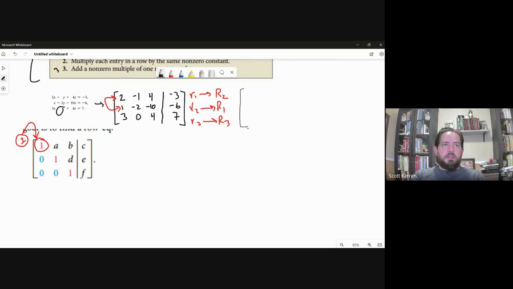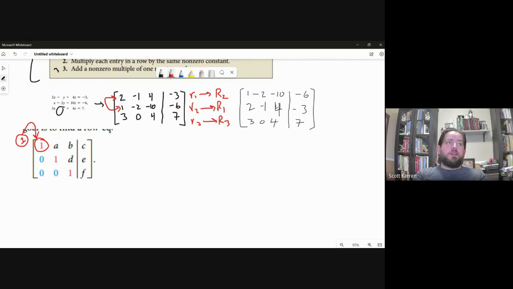Writing these is more like notes for yourself or notes for somebody else that comes along and has to look at this. But it's just telling you what's happening. So I'm just swapping these. So row 2 becomes my new row 1. So that's now 1, -2, -10, and augmented with -6. And then 2, -1, 4, and augmented with -3. And then row 3 stayed where it was. And so 3, 0, 4, and 7.